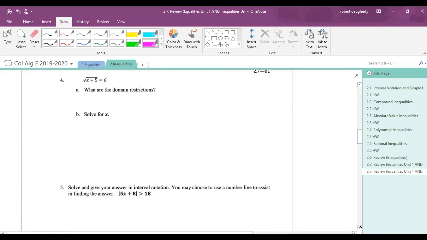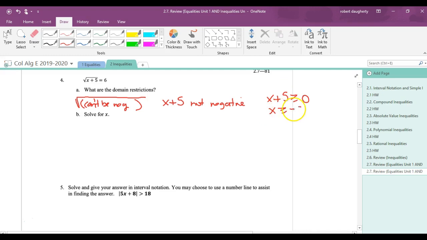Now I have one with a radical. Okay, what's the restriction? It is whatever is under the square root. So what's under here, it can't be negative. Okay, I can't take the square root of a negative number. So in this problem, x plus 5 is not negative. How do I write x plus 5 is not negative? That is x plus 5 greater than or equal to 0, or x greater than or equal to negative 5. So that's my restriction. X has to be greater than or equal to negative 5.